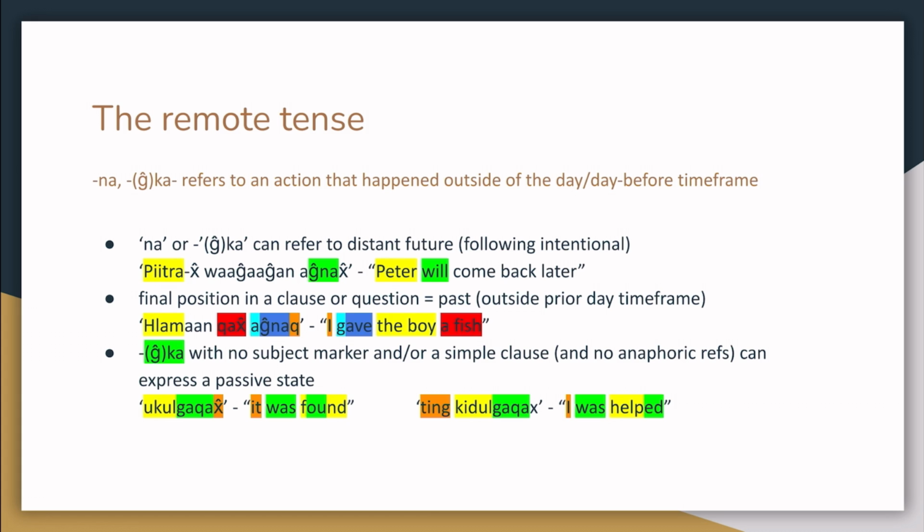So reka can, whenever it doesn't have any subject marker, no verb with an h at the end, no verb with an m at the end, it's just a simple clause. There's no anaphoric reference to anything, and it's just like that. That can be Aleut's way of expressing a passive state, meaning it was done, as opposed to I did something, it was done. Ukul means fine, and there's this we'll see later in this presentation, ukul, and then kaga, gaka.